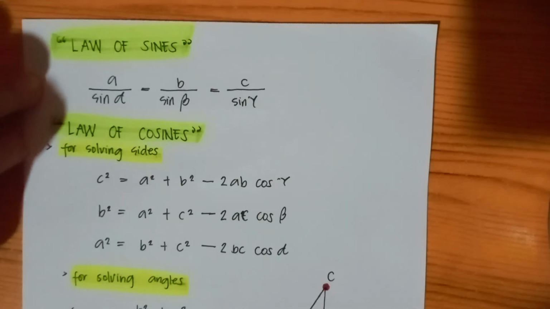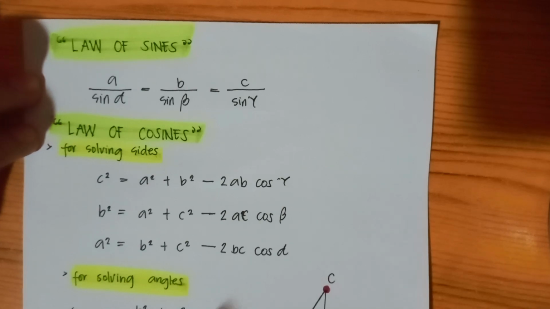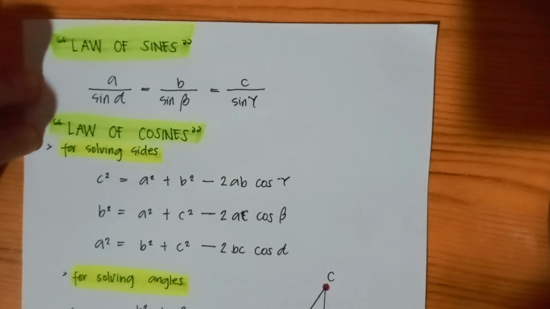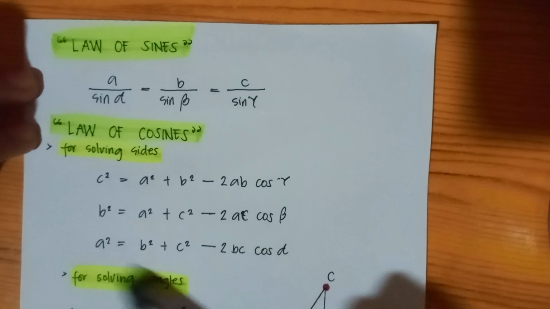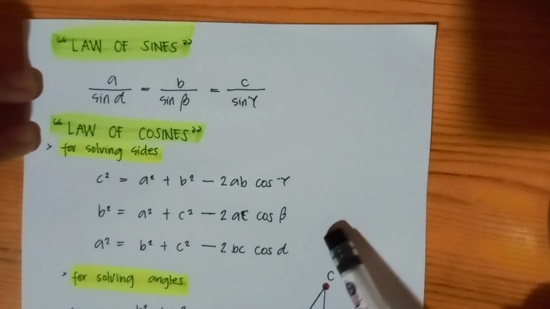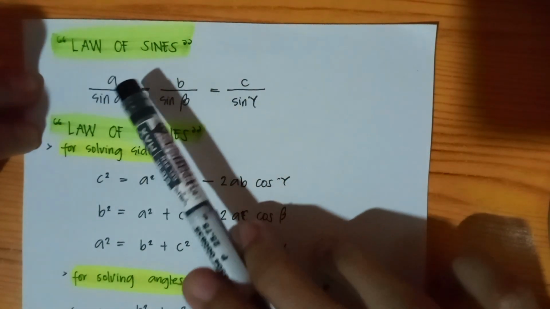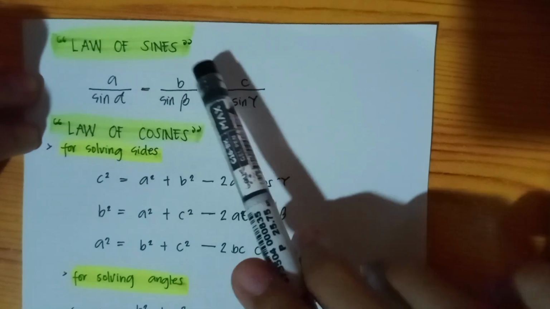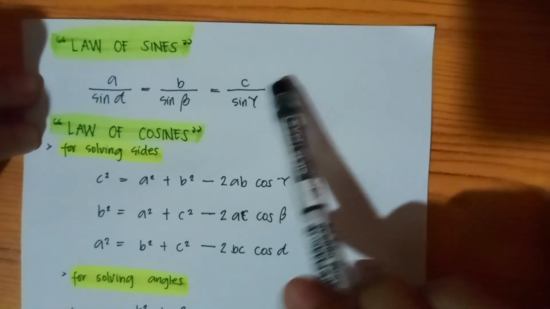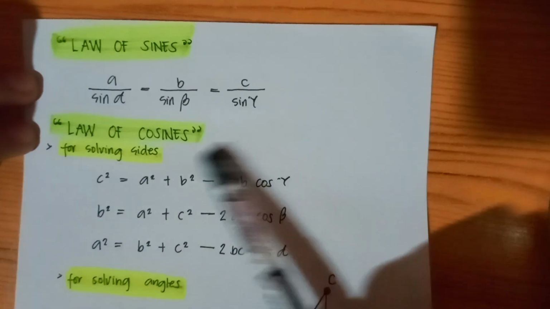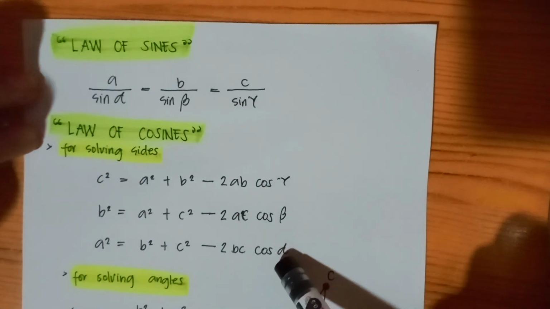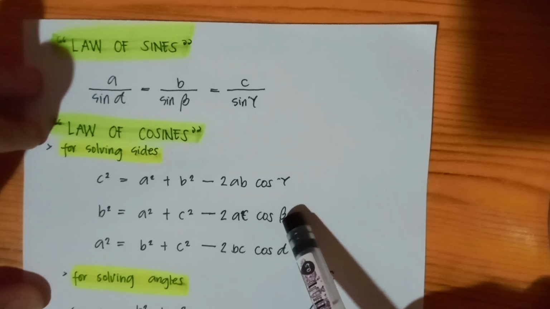Solving an oblique triangle simply means that three parts are given, at least one of the given parts is a side, and we find the remaining three parts of the triangle by applying the law of sines and the law of cosines. In this part, these are the formulas that you need to remember. For the law of sines, we have a over sine alpha equals b over sine beta equals c over sine gamma. For the law of cosines, these are the formulas that you need to remember for solving the missing sides.